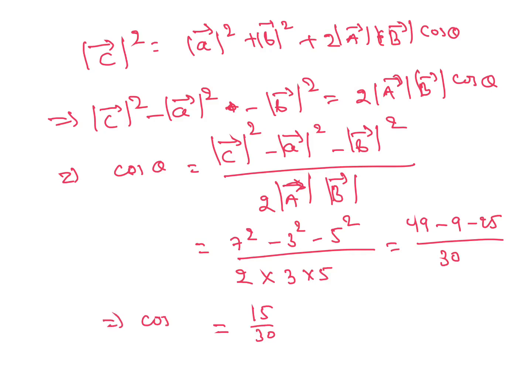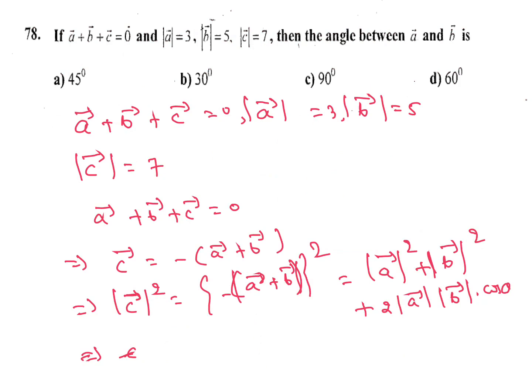Cos theta. So theta is equal to cos inverse 1 by 2. It's 60 degree or pi by 3 radian. So from the options, 60 degree, D is our answer.